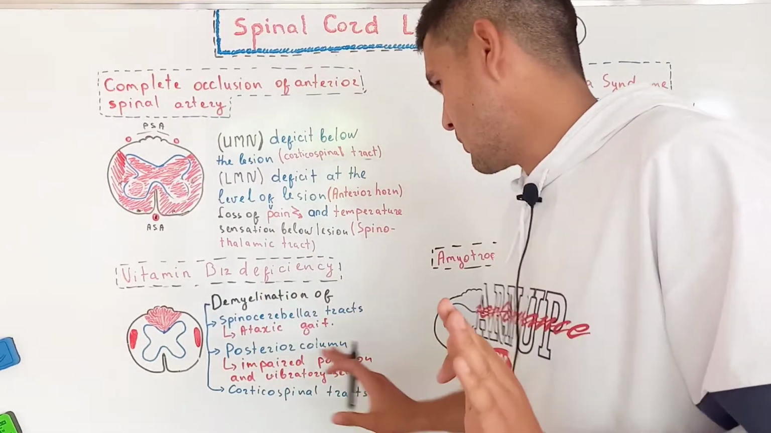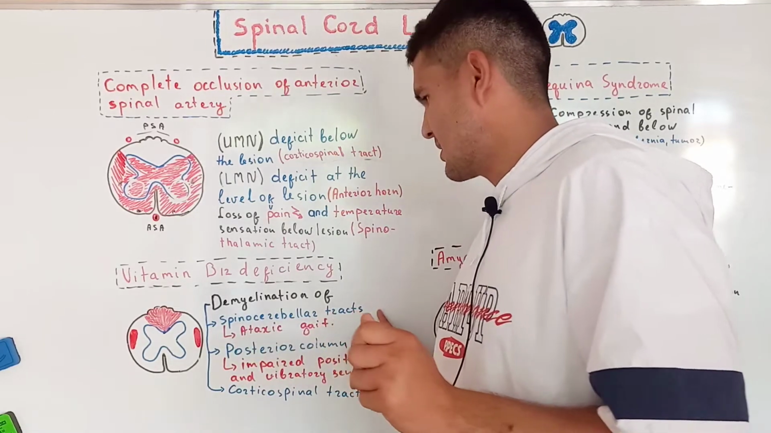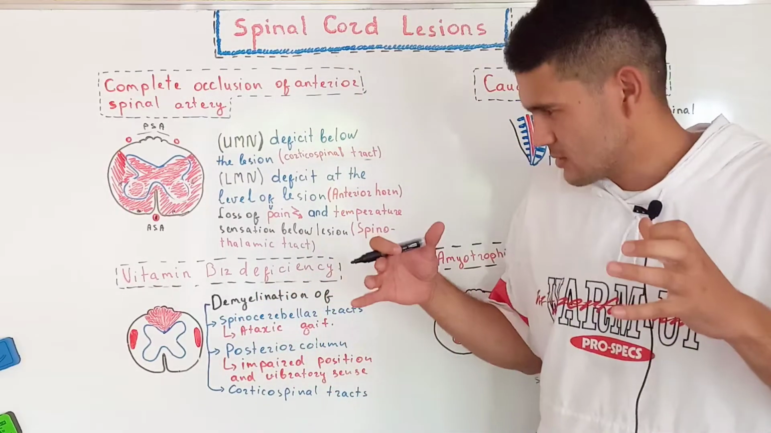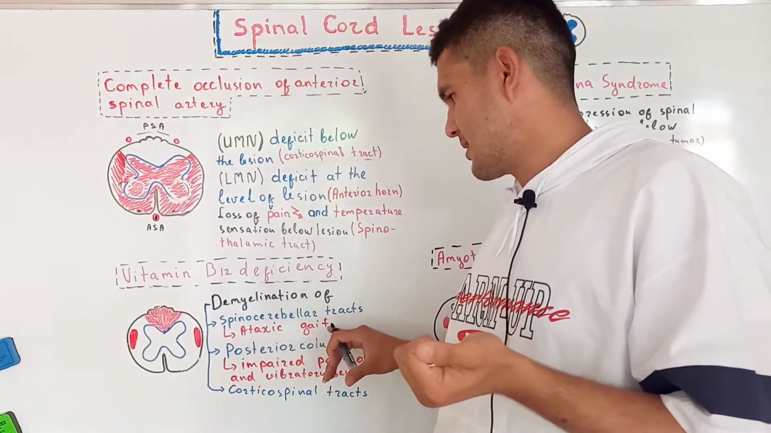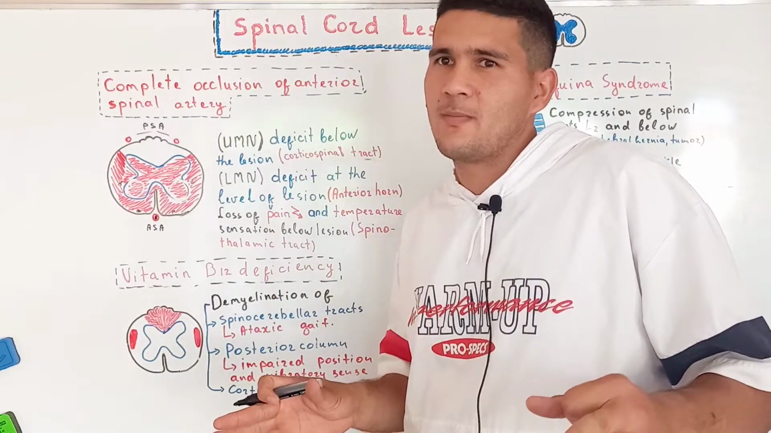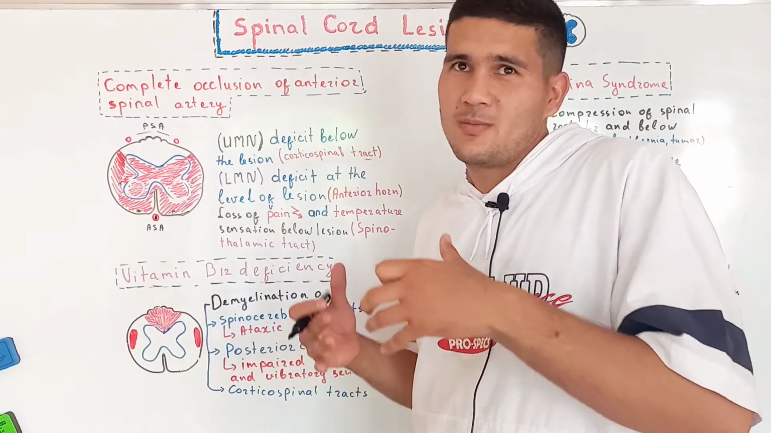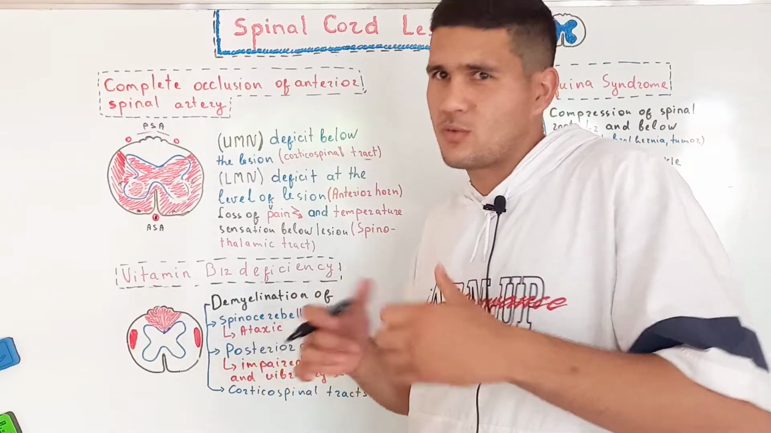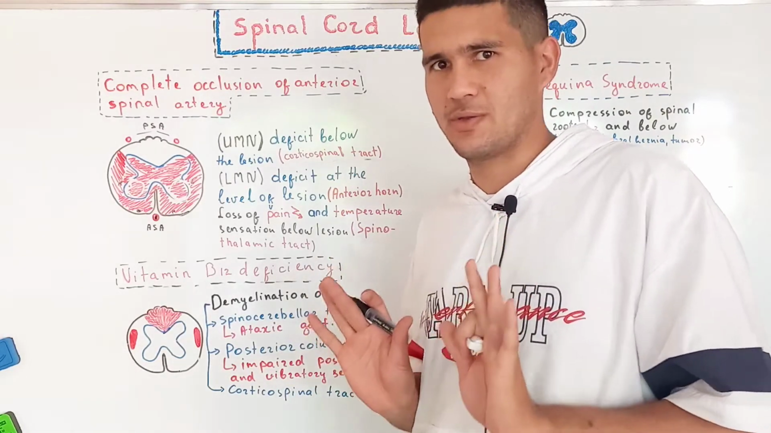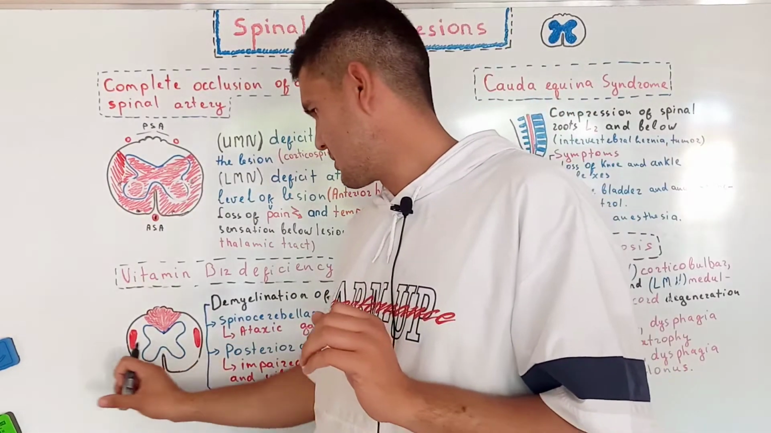First of all, due to spinocerebellar tract demyelination, we can see ataxic gait. You know, ataxic gait is unbalanced gait. It looks like patients couldn't balance their movements. It is not coordinated, due to the spinocerebellar tract located there.